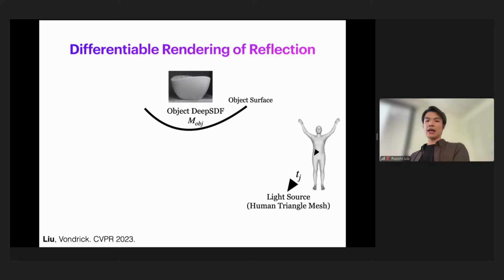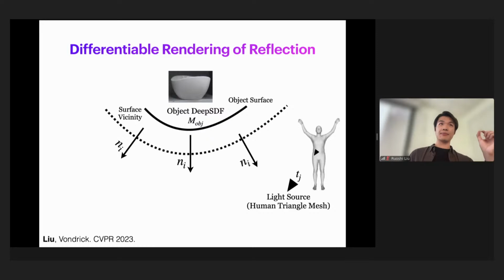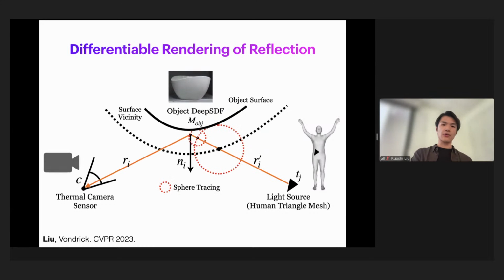There's a light source, which is the human body. It's a triangle mesh. And there's the object, which is modeled as D plus DF. What's nice about D plus DF is that you could specify a point and take the first degree gradients, and that gives you the surface normals of the object. And you have the thermal camera sensor. For every pixel in the thermal image, you could shoot out a ray from the thermal camera. That ray is well defined, because you have the 3D coordinates of the thermal camera and your pixel defines the 3D ray. So you have the vector formulation of that ray.